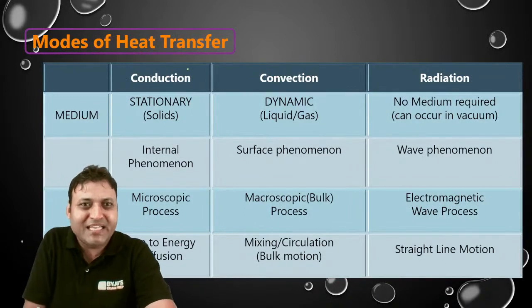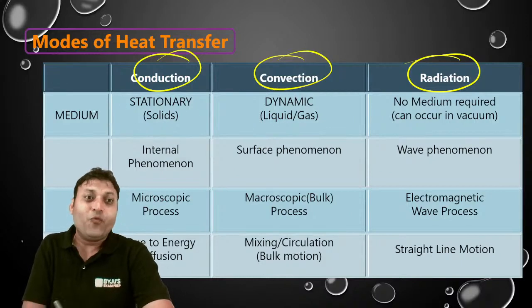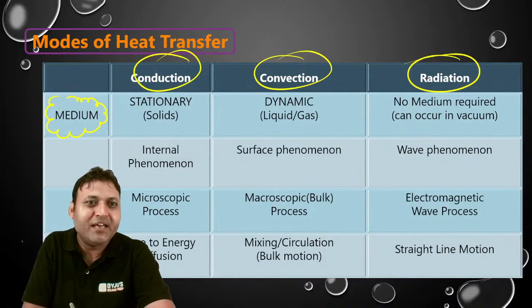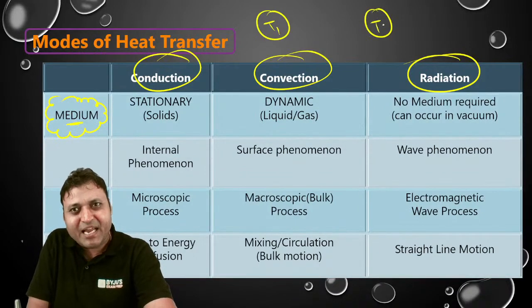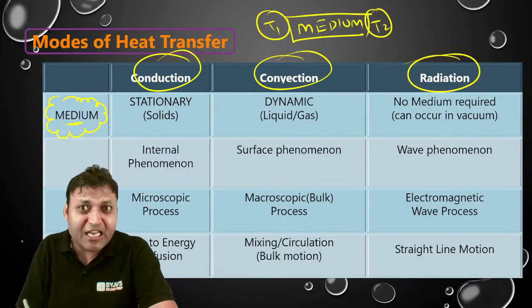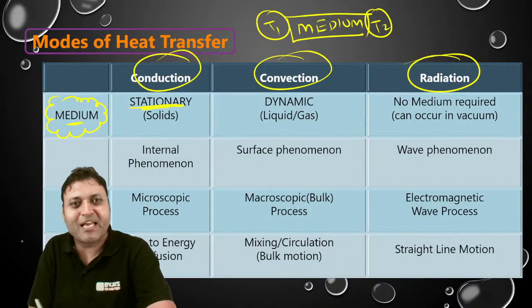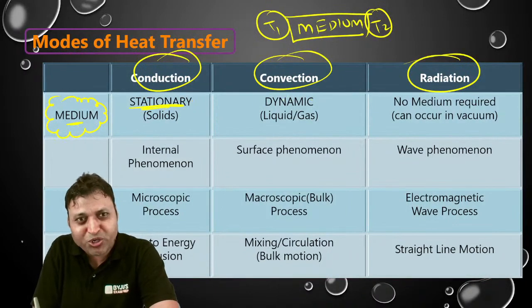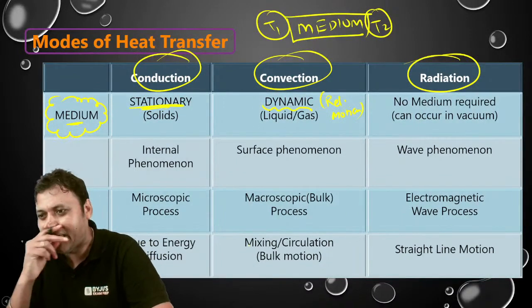We only talk about these three modes of heat transfer in the subject: conduction, convection, and radiation. Which mode of heat transfer will appear is decided by the medium. If there is a temperature T1, and a temperature T2, and the region between T1 and T2 is separated by some medium, then depending on the medium, if the medium is stationary, the mode of heat transfer taking place will be conduction. If the medium is in motion, if there is a relative motion between the particles of the medium, then the mode of heat transfer will be convection, when the medium is dynamic.